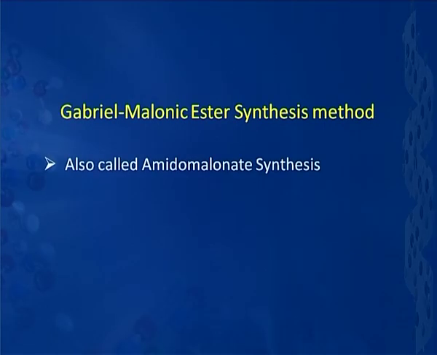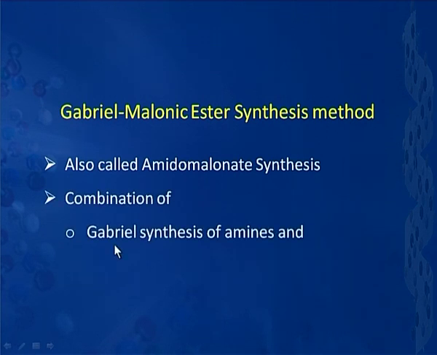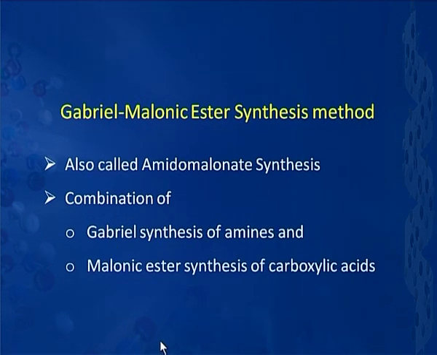Let us move on and talk about a third method, which is the Gabriel malonic ester synthesis method. Now, this method is slightly more involved. It is also called amido malonate synthesis. This method is actually a combination of two methods, Gabriel synthesis of amines and malonic ester synthesis of carboxylic acids. Essentially, in this case we are going to introduce both the groups here. In the previous two methods we were just trying to introduce an amino group in the alpha position of the carboxylic acid. Now, in this method we introduce the amine as well as the carboxylic acid over there. Let us see how it happens.